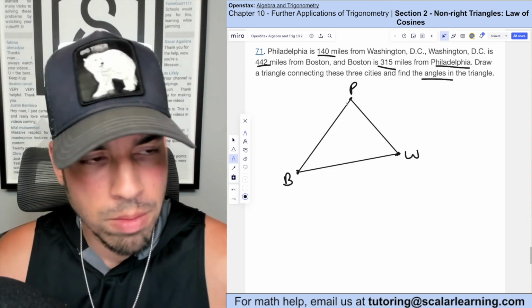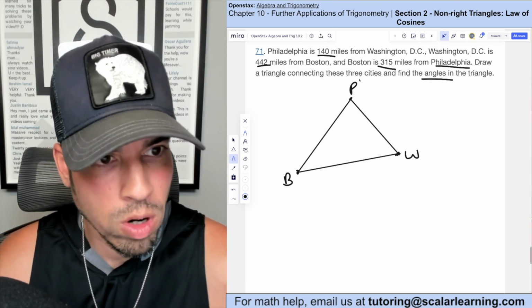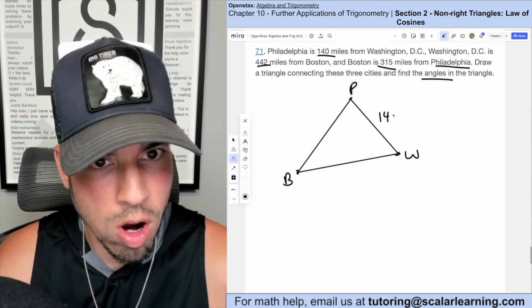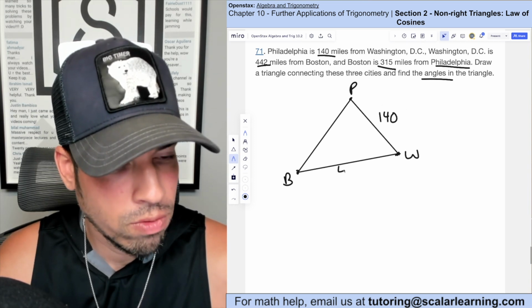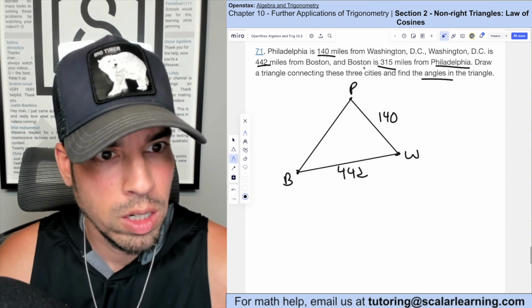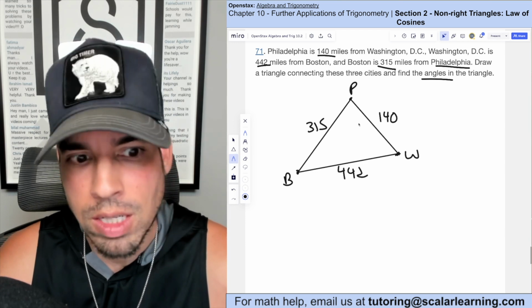So this is not meant to be to scale. I just kind of drew a random triangle, but now we're going to mark it with the values. So 140 between Philly and Washington. We got Washington and Boston is 442. And then between Boston and Philly is 315. Now we need to find the angles.